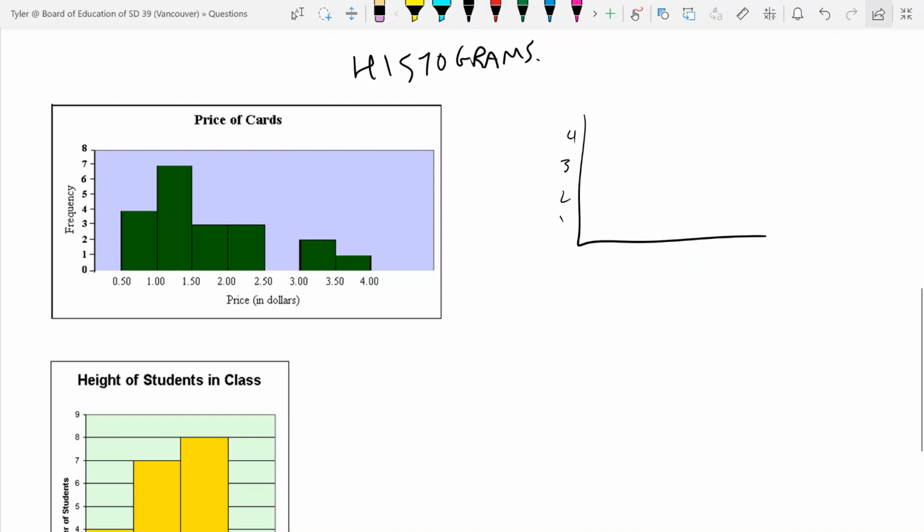You might also say something like, what was your mark? If you ask someone, what was your mark, you're going to have to do a different bar for every single number. You do like 1%, 2%, 3%, 4%. You're going to have all these stupid little bars, and a lot of people won't get 1, 2, 3, 4%.